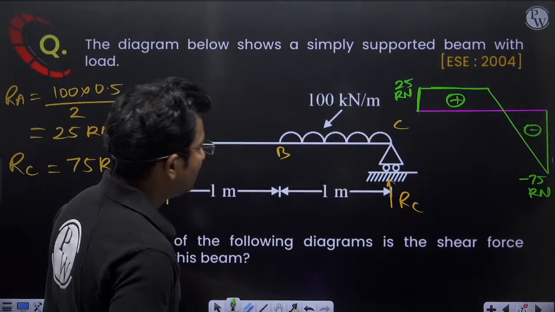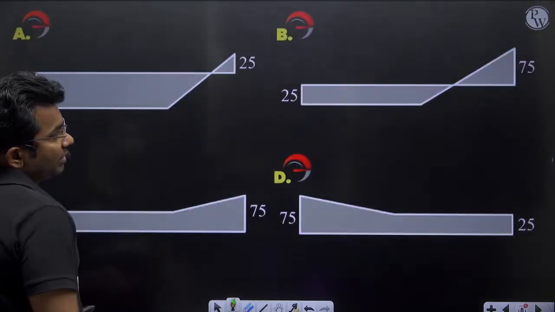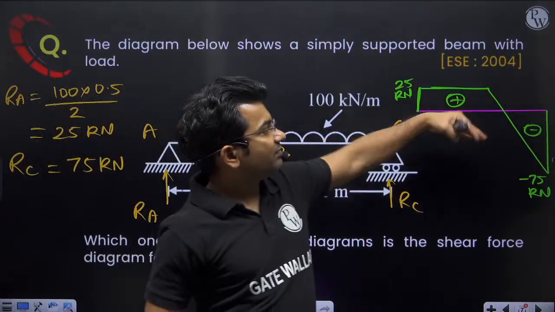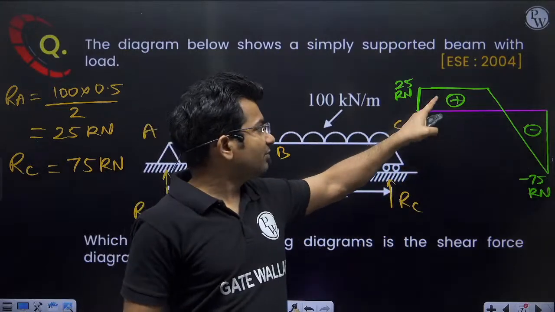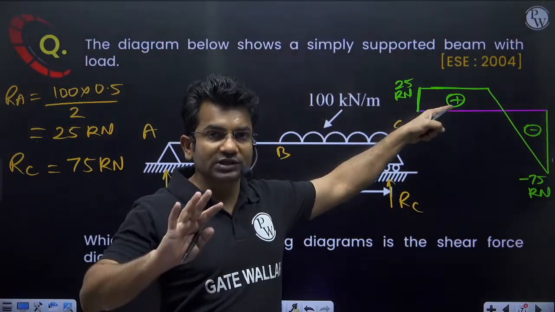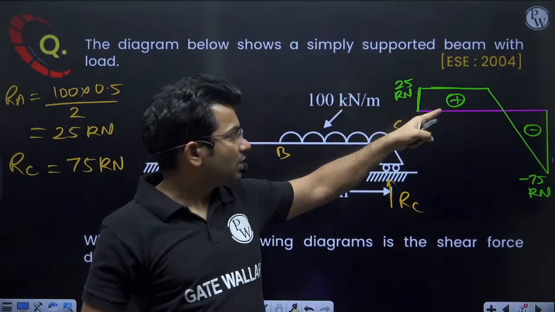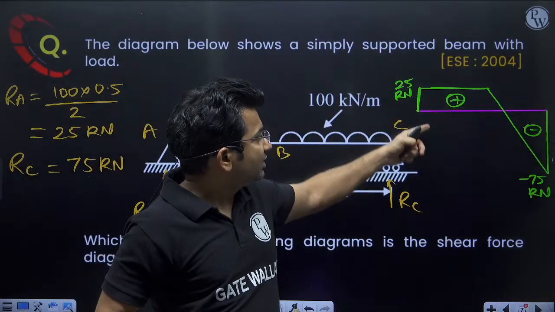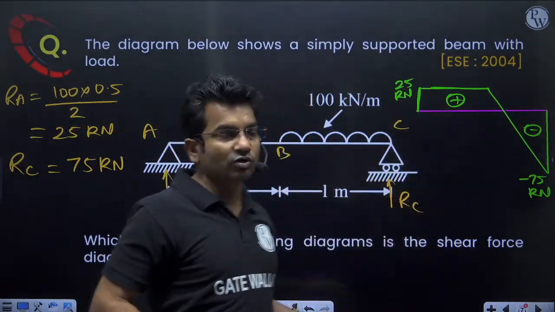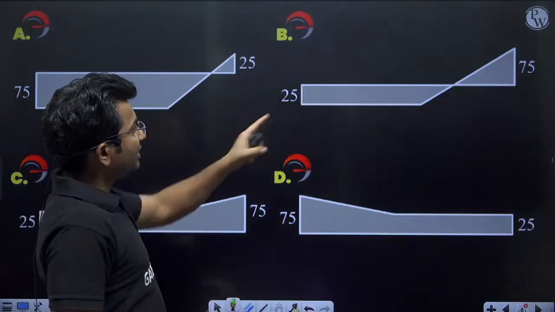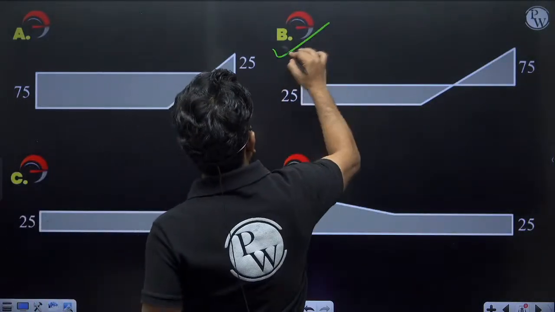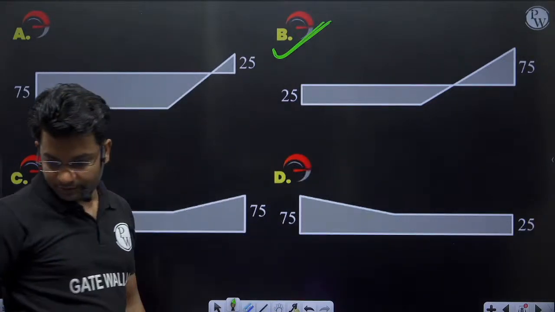So let us see the shear force diagram. Sometimes what they do is they just reverse it. The positive part, they draw downwards and the negative part they draw upwards. So the correct answer will be option B.